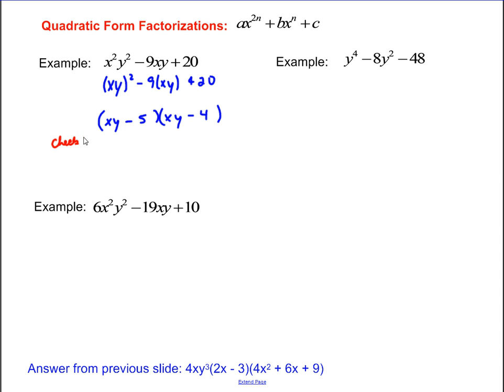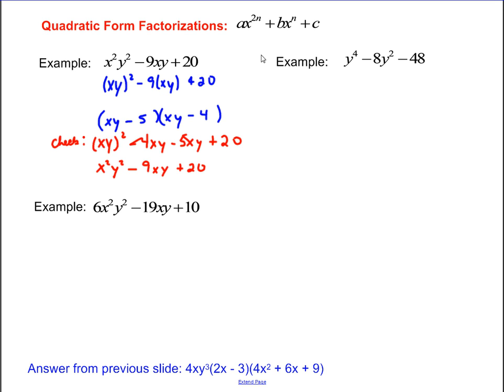If we check this out, well, of course, first term, xy times xy is xy squared. Outer terms, negative 4xy. Inner terms, negative 5xy. And our last term is negative 4 times negative 5, plus 20. And sure enough, that seems to work out because we get x squared times y squared when we distribute the power, minus 9 times x times y as our middle term, plus 20 as our last term. So that seems to work out.